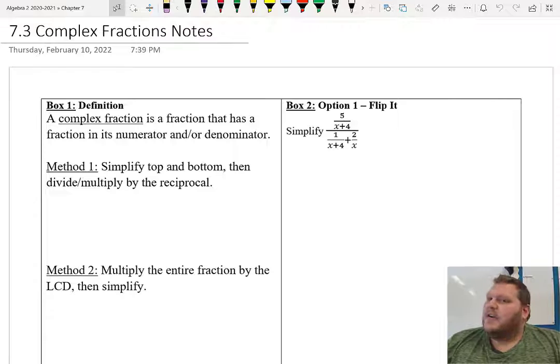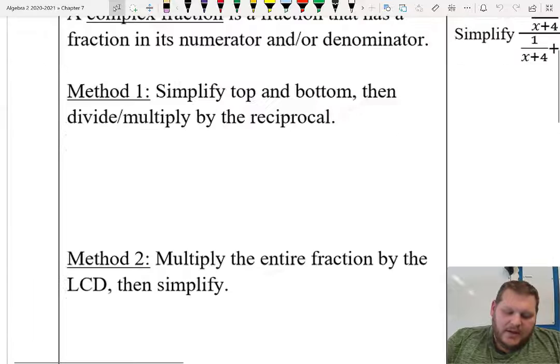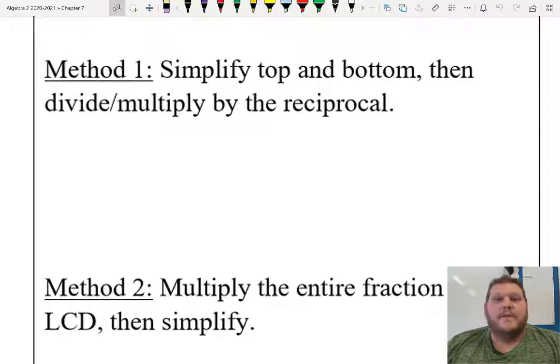So not very nice, not very ideal, but we've got two different ways that we're going to be able to handle this. And it's going to be personal preference. I'll show you guys both methods, and then from there I'll just let you guys choose whichever one makes the most sense to you.